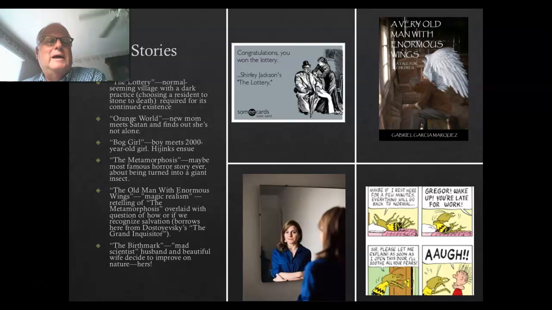The other story, The Old Man with Enormous Wings, is what's called magic realism. It is a story about an angel falling to earth. In a sense, it's a retelling of The Metamorphosis, in that one person is turned into something else. What exactly does that mean? And it's a story that actually relies on another story that we're not reading, a very famous Russian story called The Grand Inquisitor, about what would happen if Jesus comes back to earth.